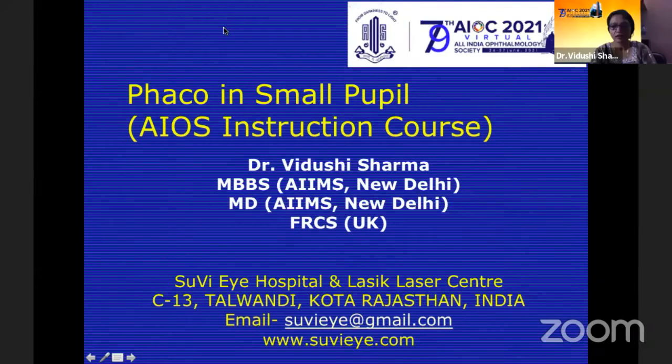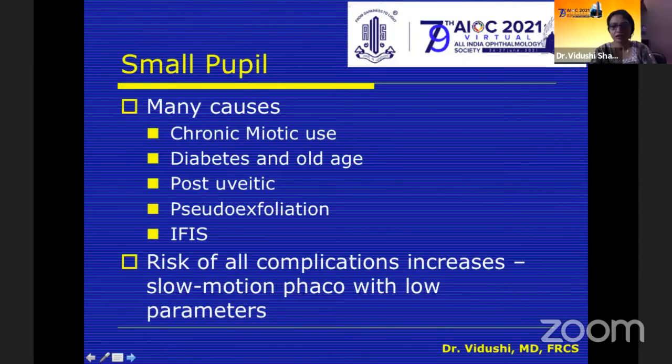So I'll be talking about phaco on small pupil, and we all know that small pupil has many causes, and it has always been one of the main conditions which causes problems for a phaco surgeon, however experienced or inexperienced you may be. And the risk of all complications that are possible increases when you have a small pupil. So along with the techniques that are utilized to enlarge the pupil for the surgery, you should also use other things like slow motion phaco, low fluidics, low parameters, etc., so that the surgery is in general much safer.